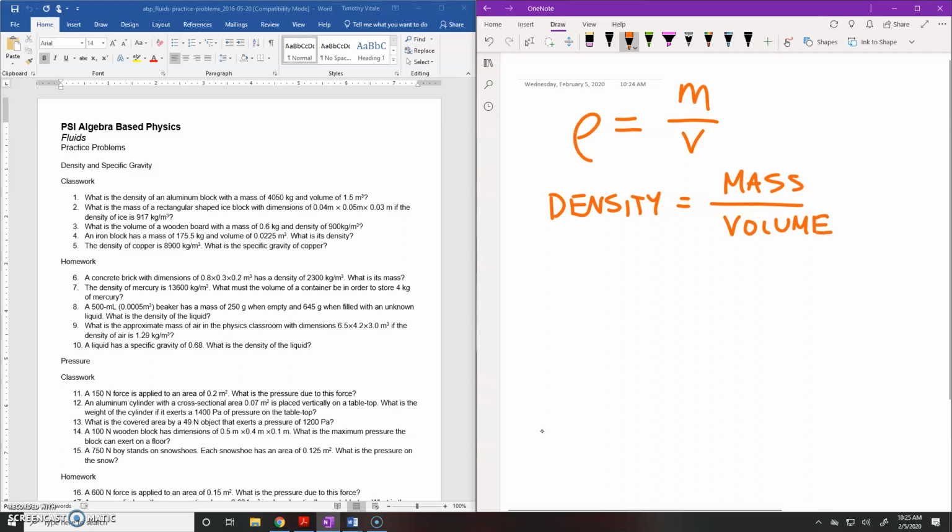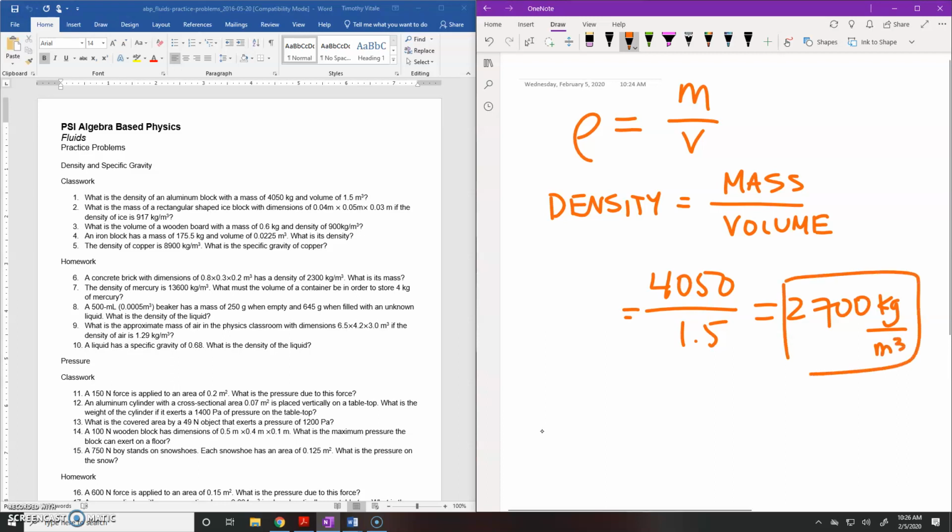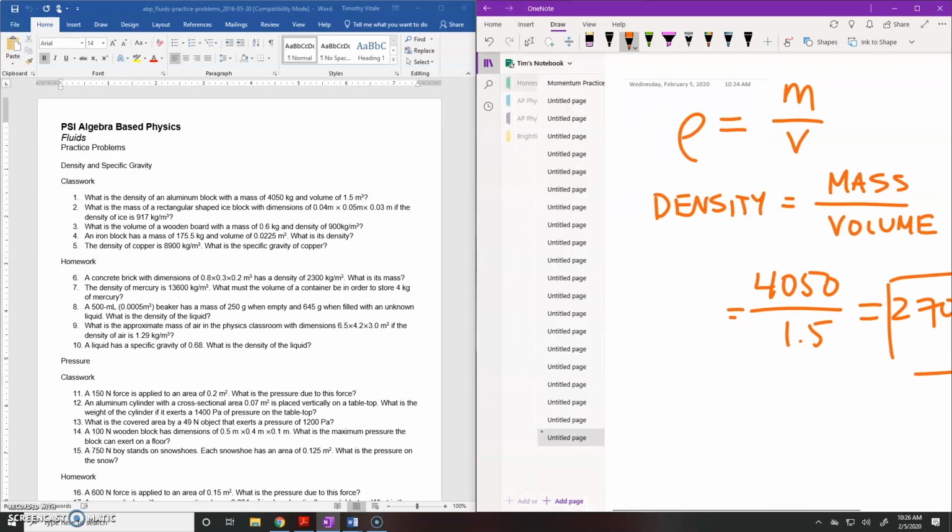So what is the density of an aluminum block with a mass of 4,050 and a volume of 1.5? So you would just plug it in. So 4,050 divided by 1.5 gives you the density. You just punch that in the calculator and you get 2,700. And that's kilograms per meter cubed. That's the unit for density. All right, so that's number 1.